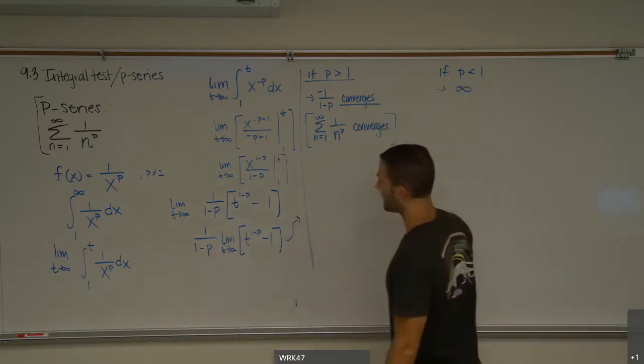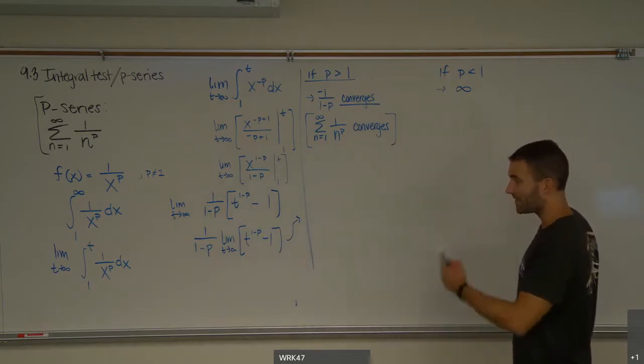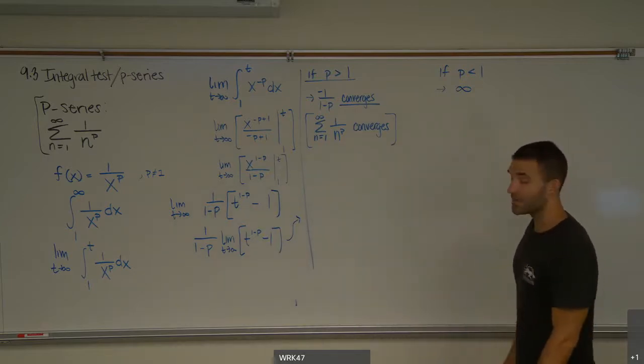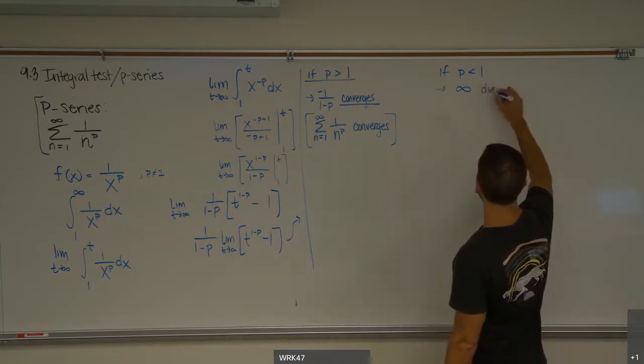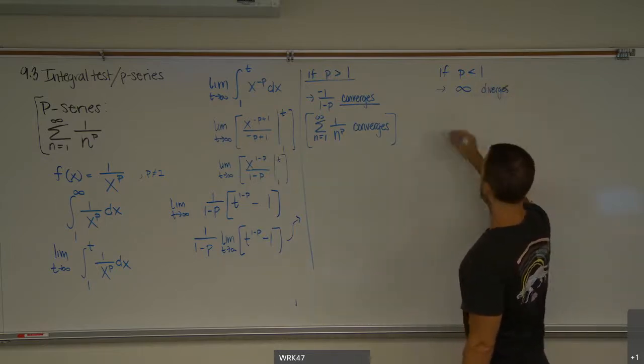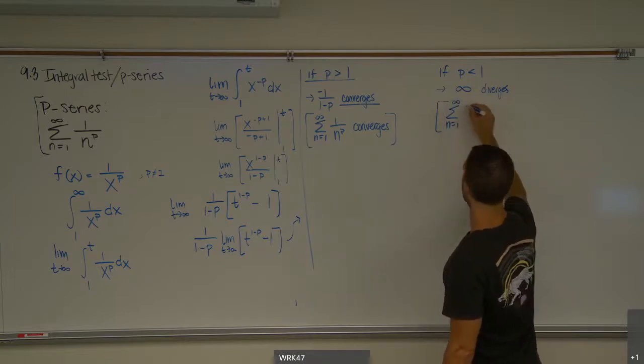We go over here to the next side. Infinity minus 1, well, that's still infinity. Infinity over 1 minus p, that's still infinity. And so that means this integral diverges. And therefore the series itself diverges by the integral test.